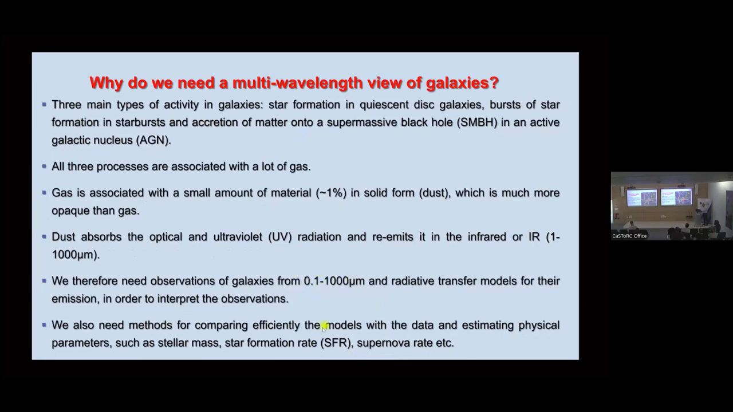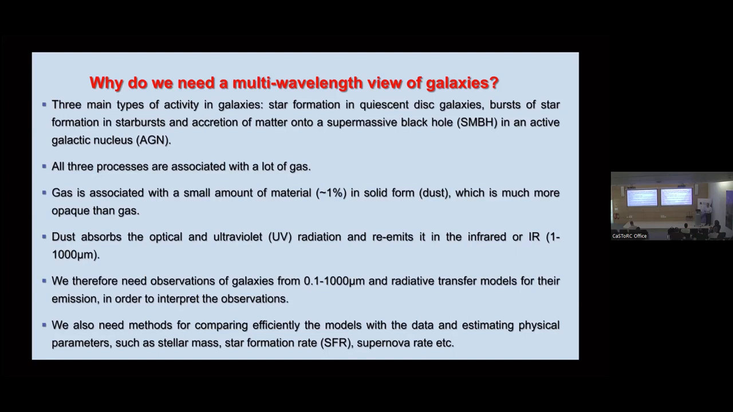Now, let me answer the question, why do we need to study this? Why don't we just observe galaxies in the optical UV and that's it? We can study them and understand them. The reason we cannot do this is because galaxies are full of gas, of course, and about 1% of the mass of the interstellar medium is in tiny dust particles, which are very much more efficient than the gas in absorbing the ultraviolet and optical light. So you need to take into account the absorption, the scattering, and the re-emission of these tiny dust particles to understand the energetics of the galaxies.